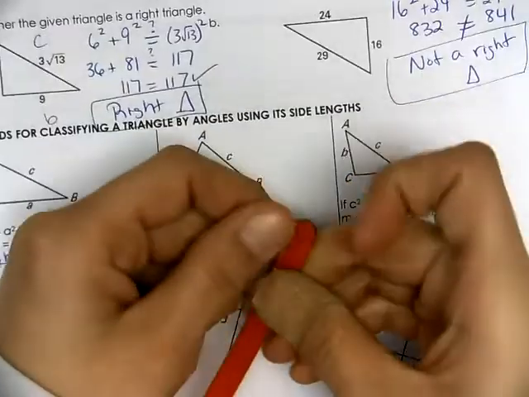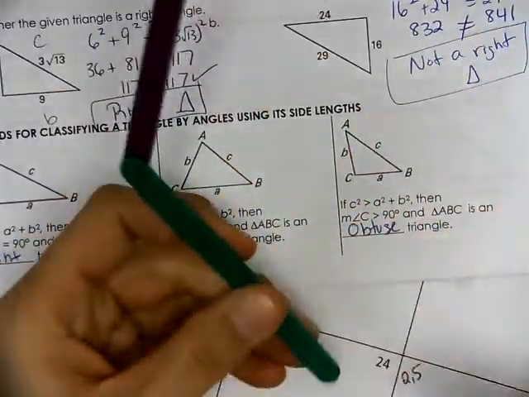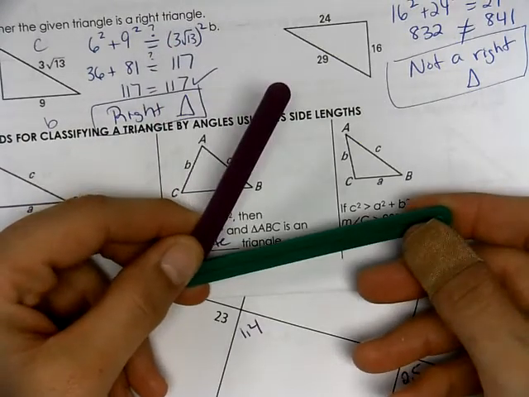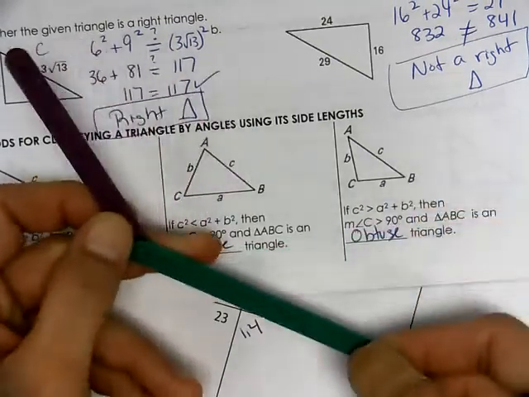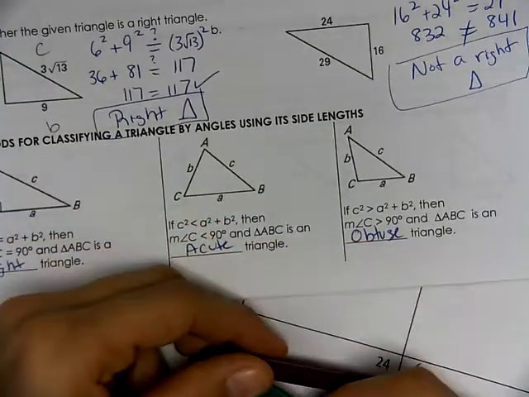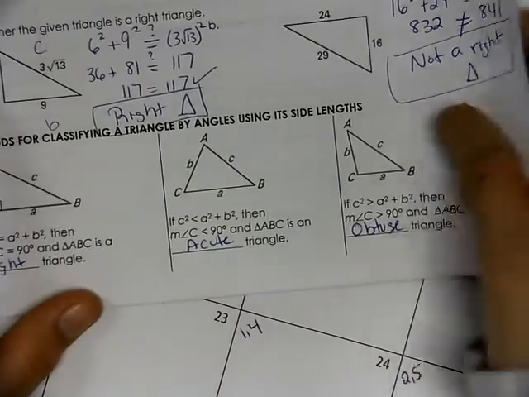So it depends on your hypotenuse. If your hypotenuse is equal, it's a right triangle. If it's smaller, it's an acute triangle. If it's bigger, it's an obtuse triangle. You see how that works? I like the visual. Okay.